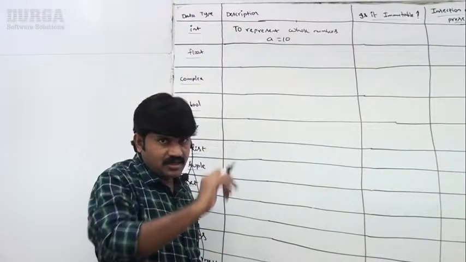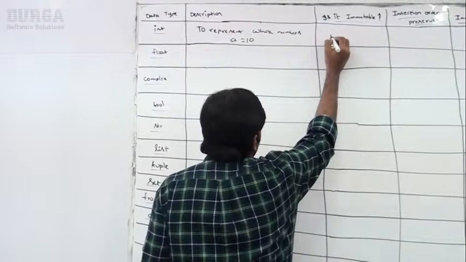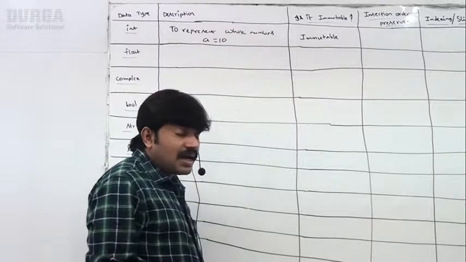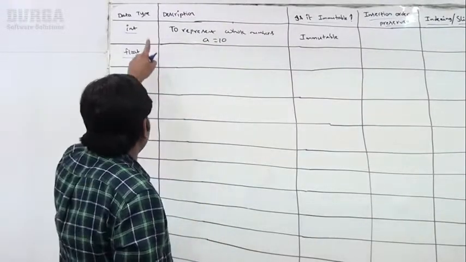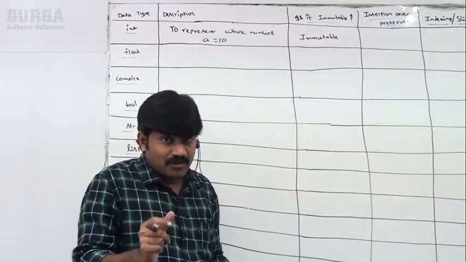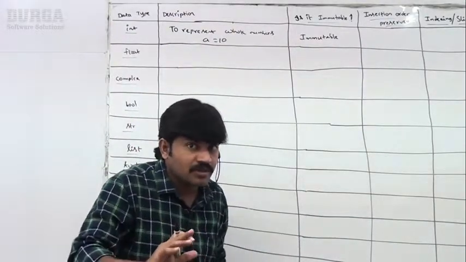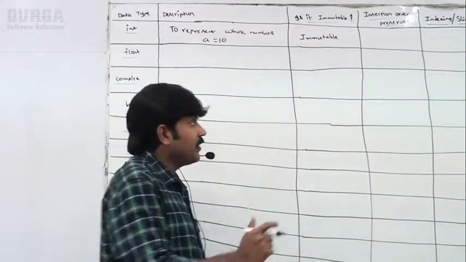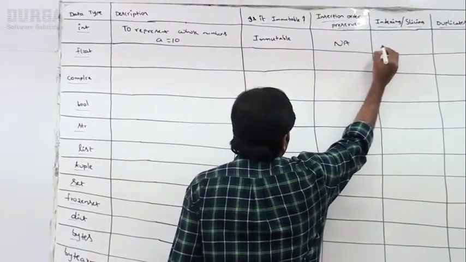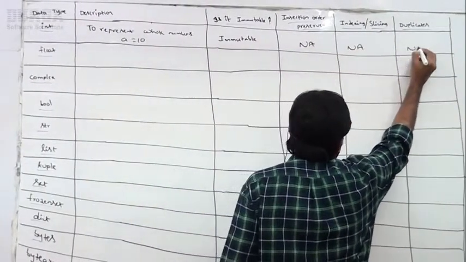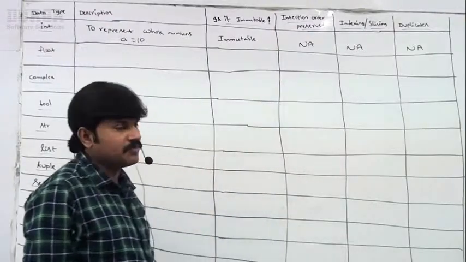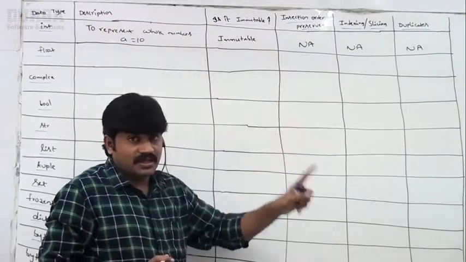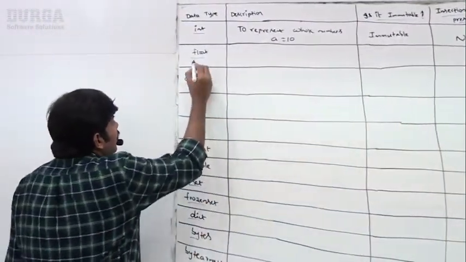Is it immutable or not? Yes, observe that all fundamental data types are immutable. That's why it is immutable. Is order preserved or not? Because fundamental data types represent a single value. If multiple values are there, then we have to talk about order, duplicates, indexing. But this is a single value, so the order concept, indexing concept, and duplicates are not applicable. Remember this: these things are applicable for collection related data structures, not for fundamental types.